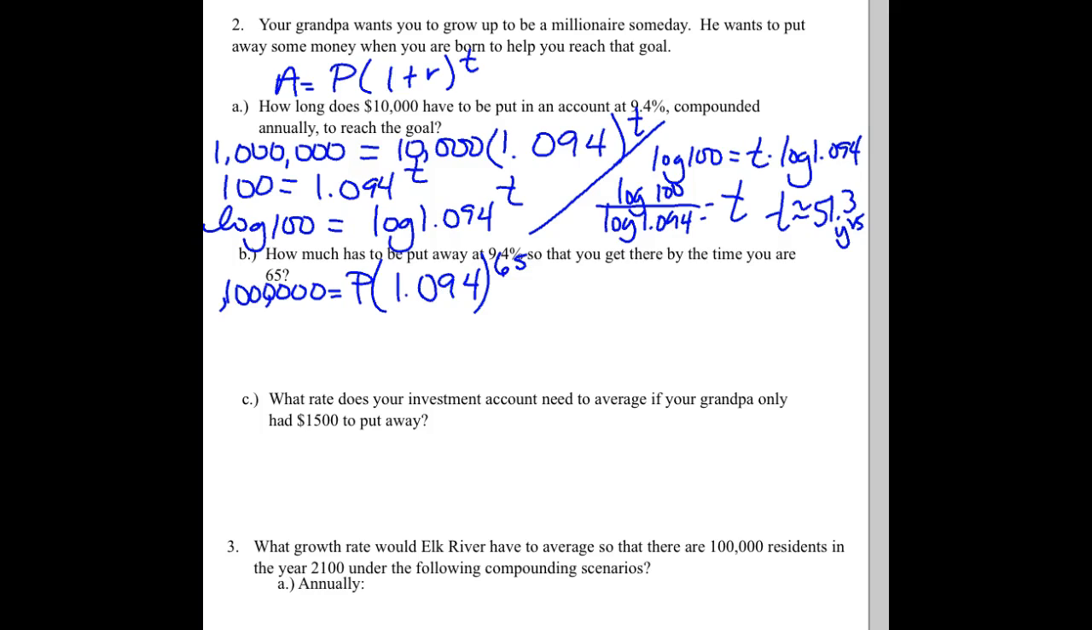Can we type in our calculators 1.094 to the 65th power? Can we get a number for that? Yes? And then can we just divide it over? Okay. So we're really looking at taking 1 million and dividing it by 1.094 raised to the 65th power. Go ahead and figure that out.